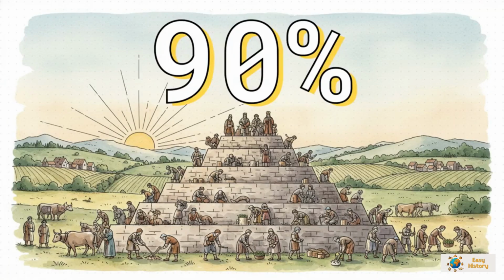And when I say massive foundation, I am not kidding. Just look at this number. Roughly 90% of the entire population. Let that sink in for a second. 9 out of every 10 people in medieval Europe belonged to the peasantry. They were the ones whose labor on the land made everything else possible.